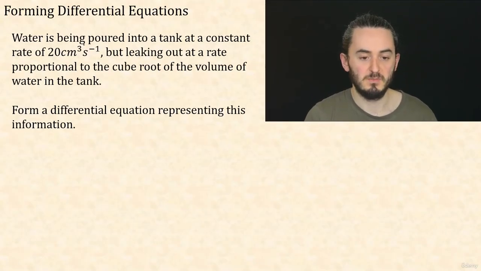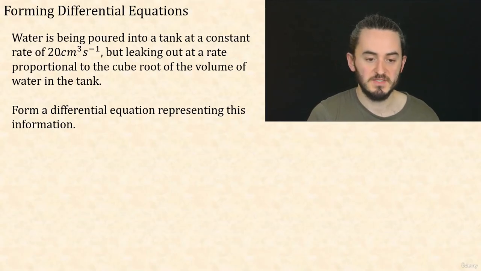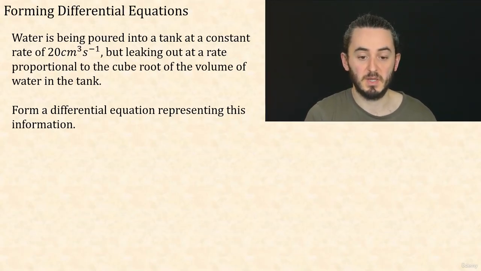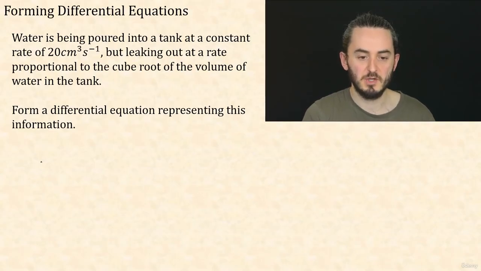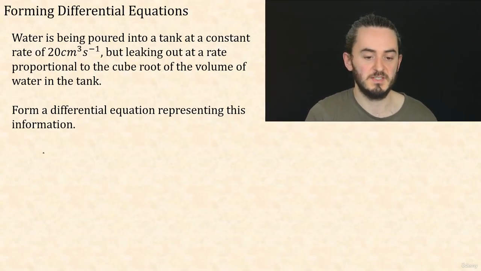How about this one? Water is being poured into a tank at a constant rate of 20 cubic centimeters per second, but leaking out at a rate proportional to the cube root of the volume of the water in the tank. Form a differential equation representing this information. So how is the volume of water in the tank changing? Well, that is dV by dt.